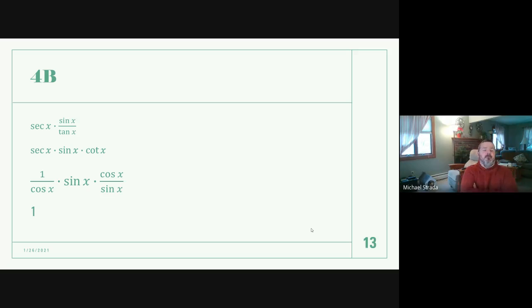Now we write everything in terms of sine and cosine. Secant x is 1 over cosine. Sine's going to stay as sine. And using the quotient identities, cotangent is cosine over sine. You will then notice the cosines in the numerator and denominator cancel out. The sines in the numerator and denominator cancel out, leaving you with 1.